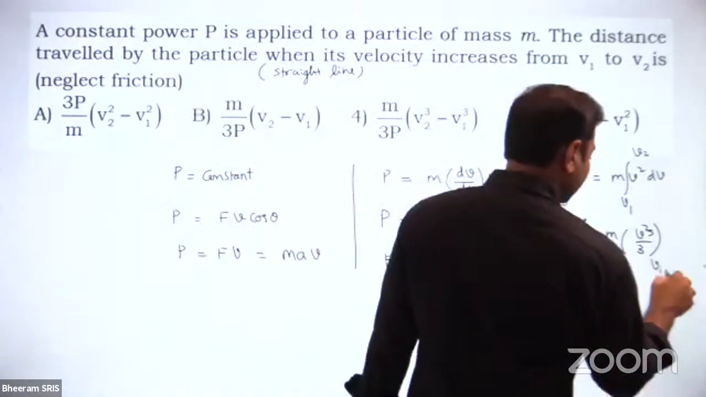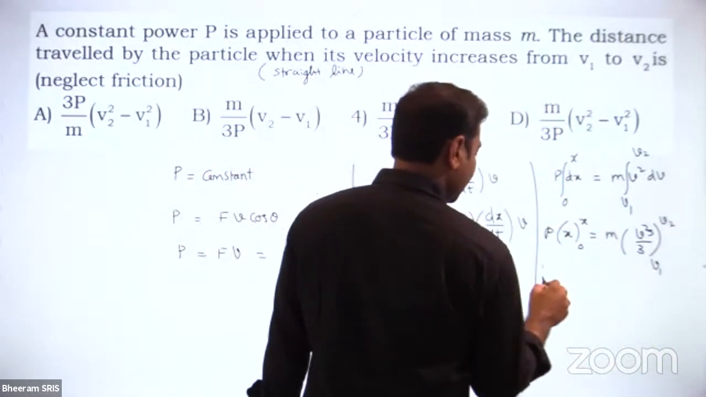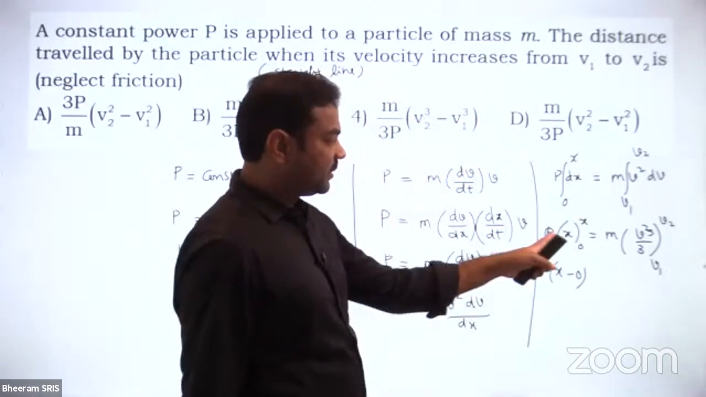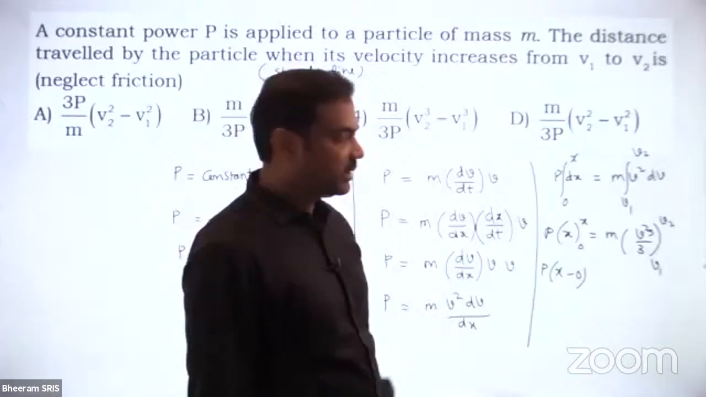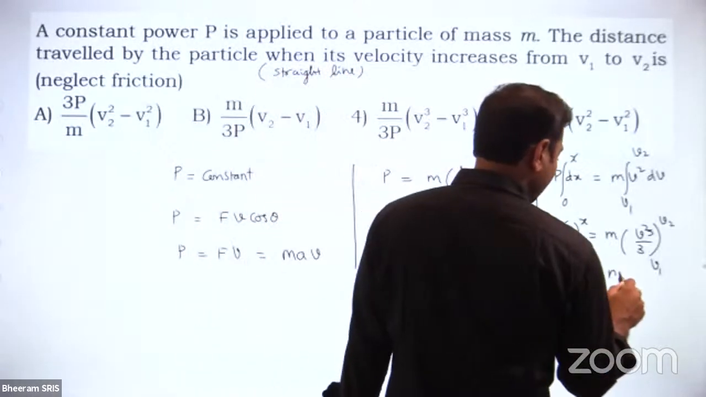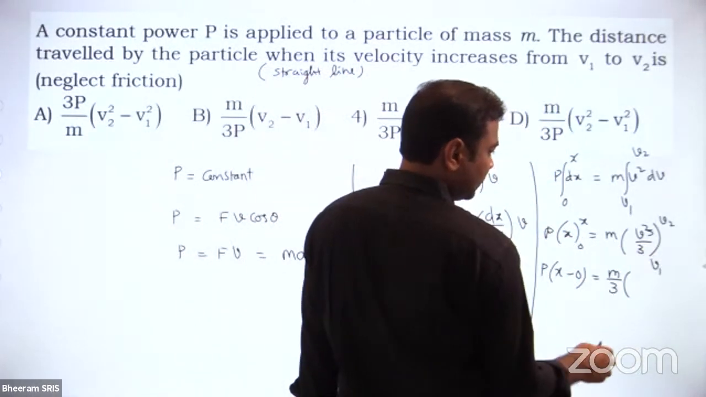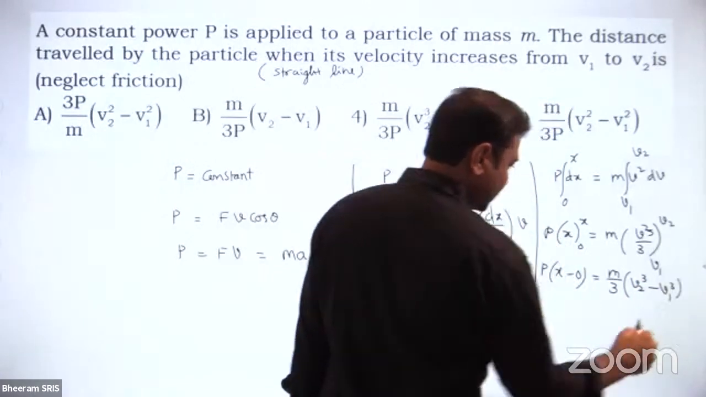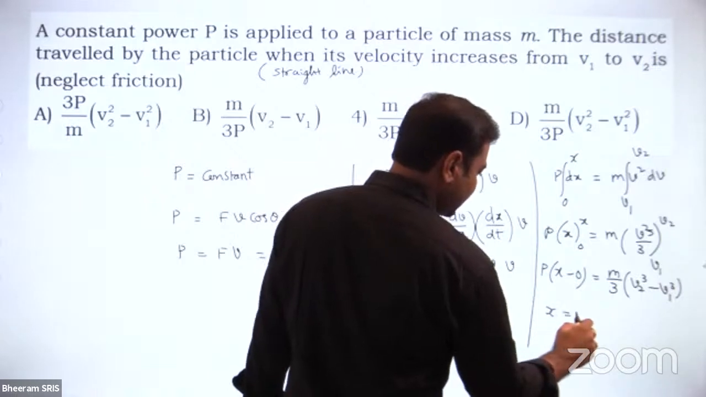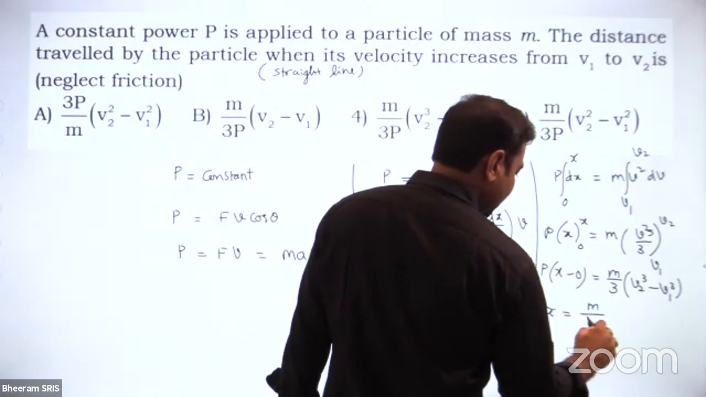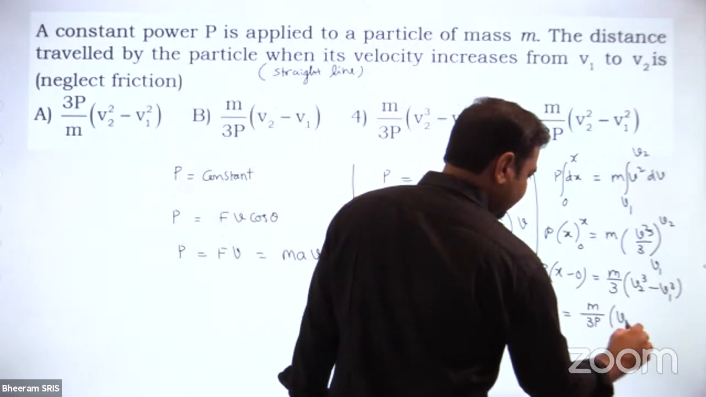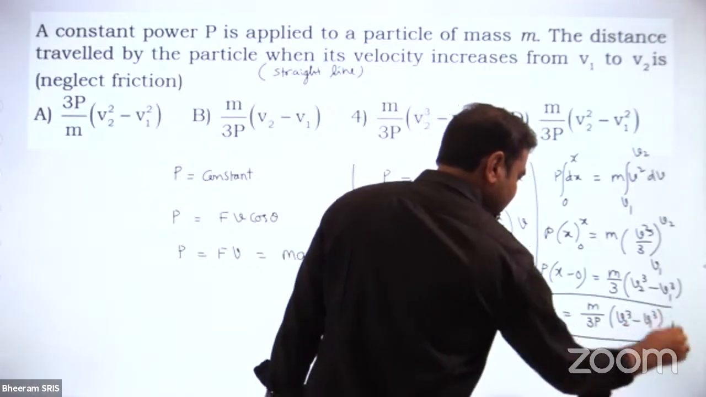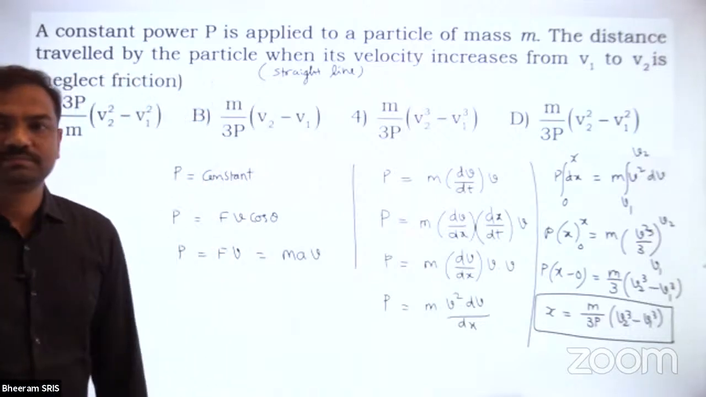So v1 to v2. So then P into x minus 0, in the place of variable upper limit minus in the place of variable lower limit. I think by this time you got it. M by 3 I am taking out, and this is v2 cube upper limit minus lower limit v1 cube. So finally what is the displacement or distance traveled? M by 3P into v2 cube minus v1 cube. That is the displacement traveled.